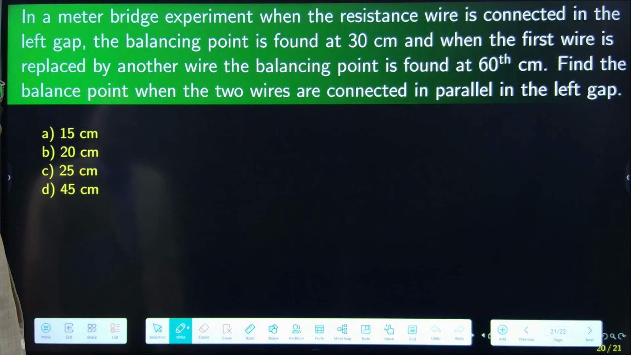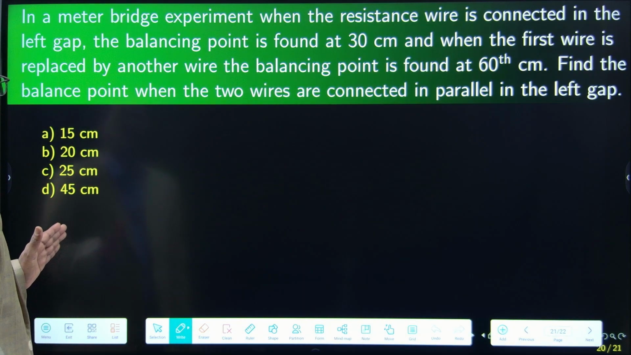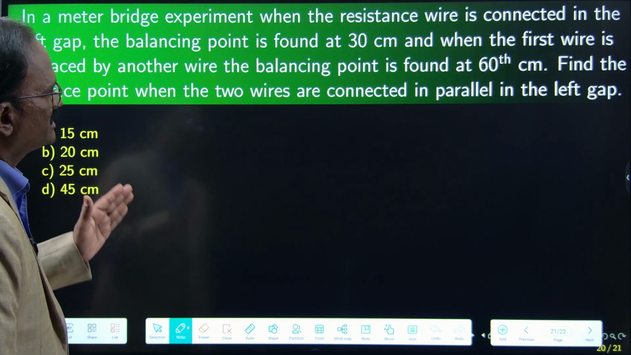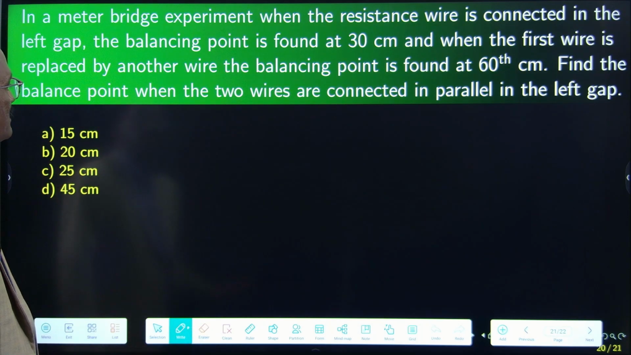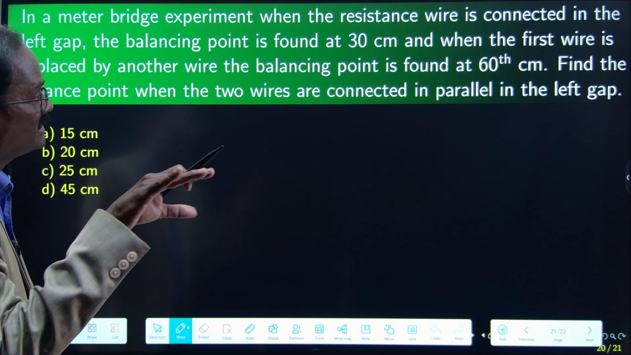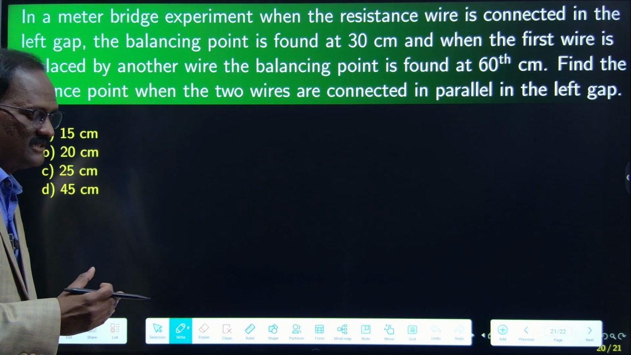Next problem. In a meter bridge experiment, when the resistance wire is connected in the left gap, the balancing point is found at 30 centimeter. And when the first wire is replaced by another wire, the balancing point is found at 60th centimeter. Find the balance point when the two wires are connected in parallel in the left gap.